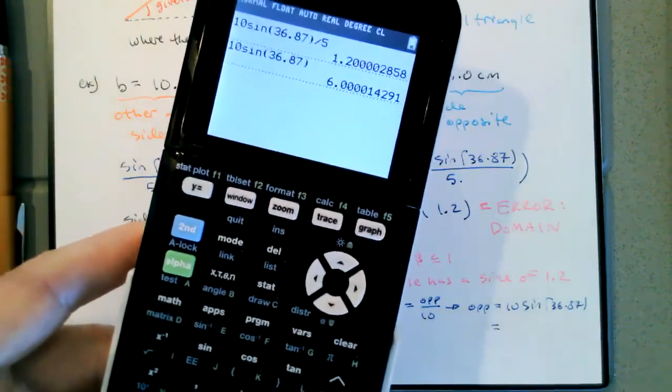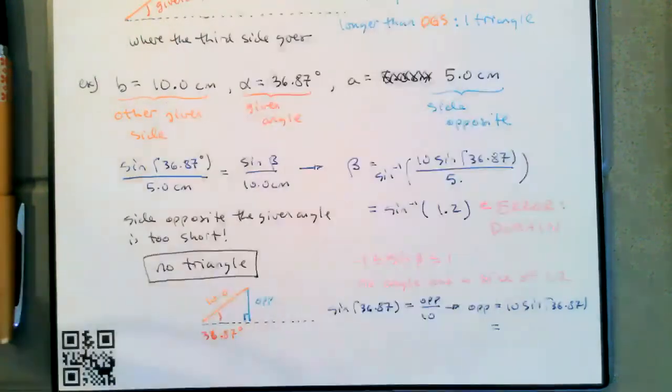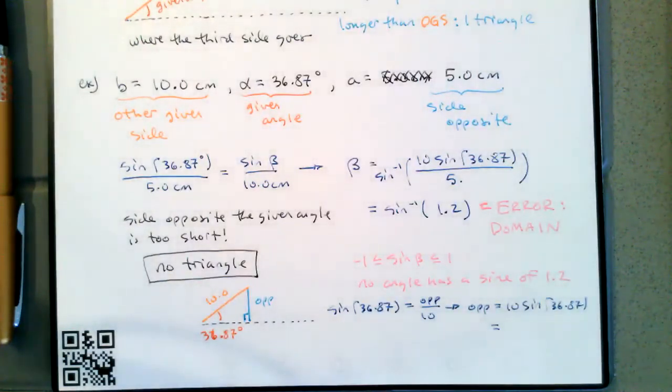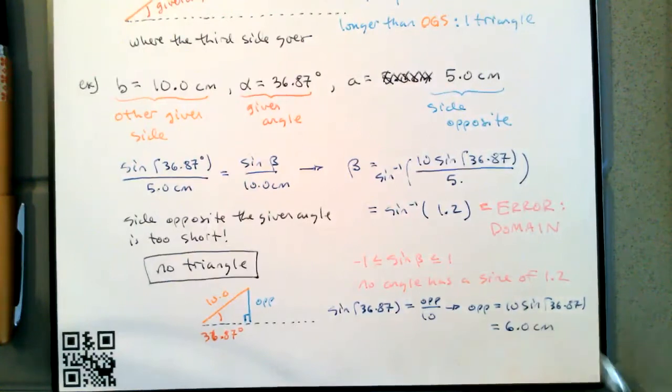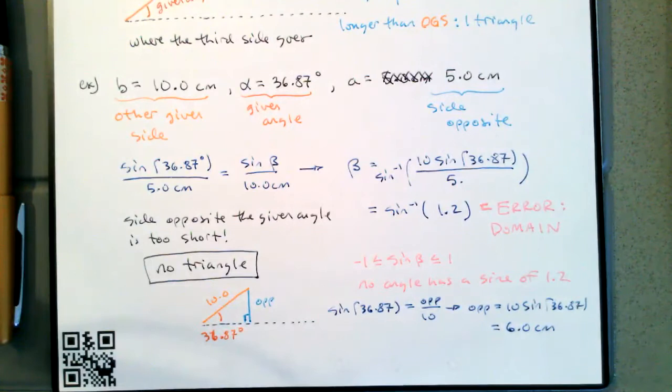So if the side opposite the given angle is less than 6, then that side opposite is going to be too short to make it to the line where the third side should go. So we can calculate the minimum distance, or we can recognize what the calculator is telling us when we get an error here.